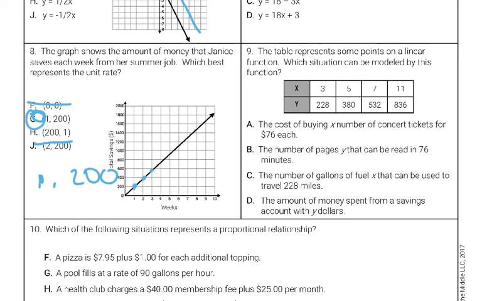Do 9 and 10 on your own. On number 9, it says, the table represents some points on a linear function. Which situation can be modeled by this function? The answer to this problem would be A, because if we multiply 3 times 76, we get 228.